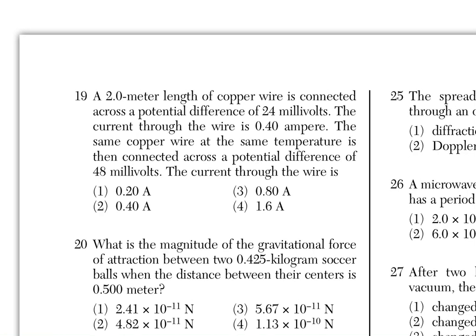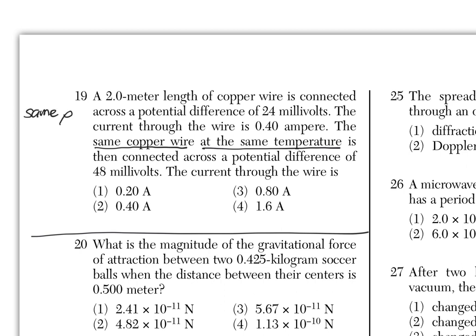19. Man, they're loving the resistivity type questions. So let's take a look at 19. And they're pulling out millivolts. There's a couple things going on here. So things that we know, we say same copper wire. So both wires are made out of copper. They're at the same temperature. So same copper wire at the same temperature. So what that tells me is that the resistivity is going to be the same. That's not changing.